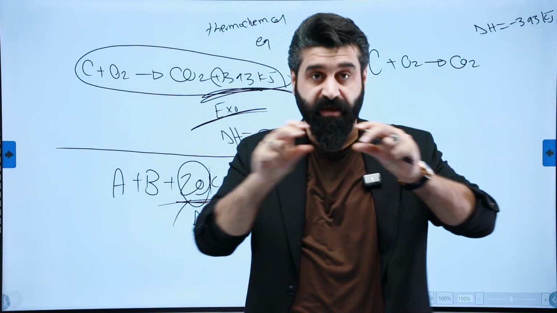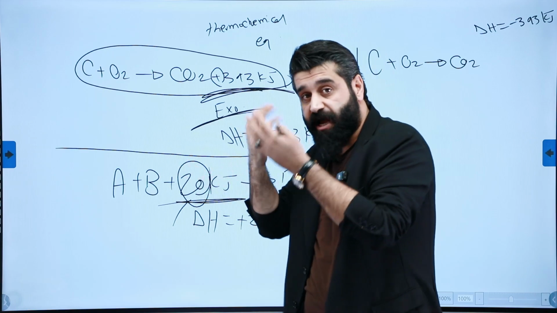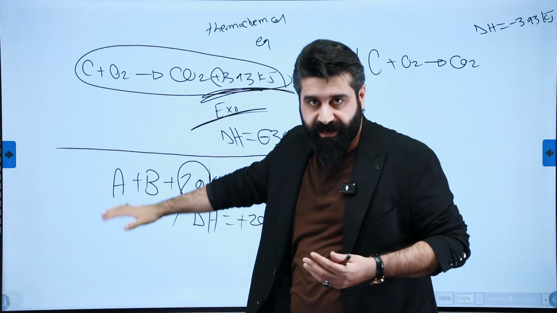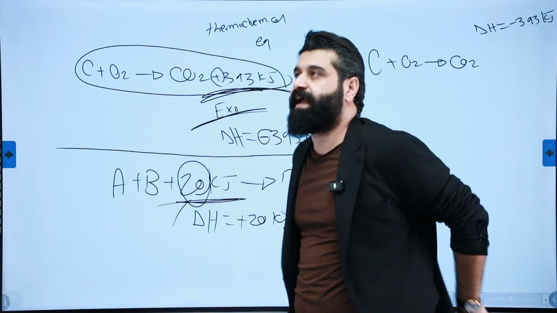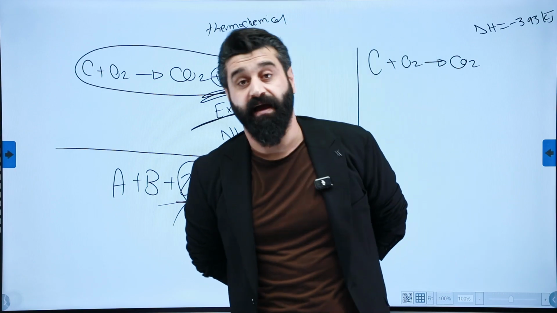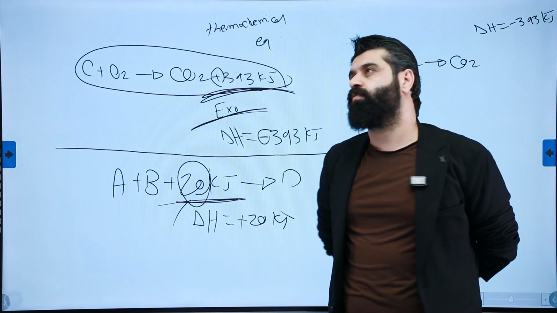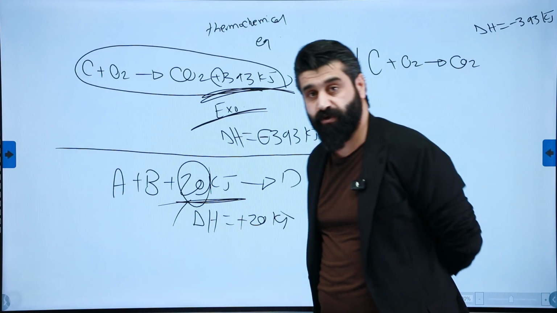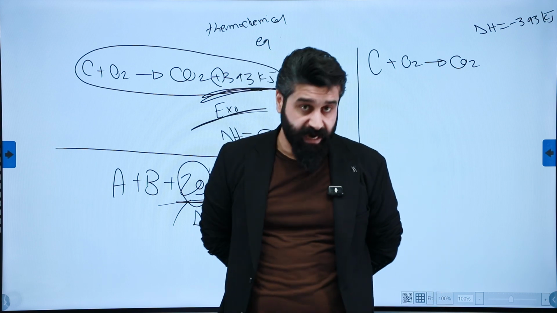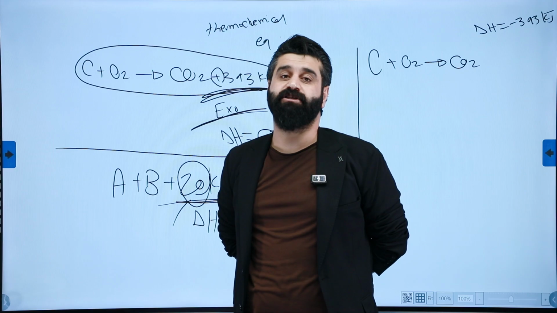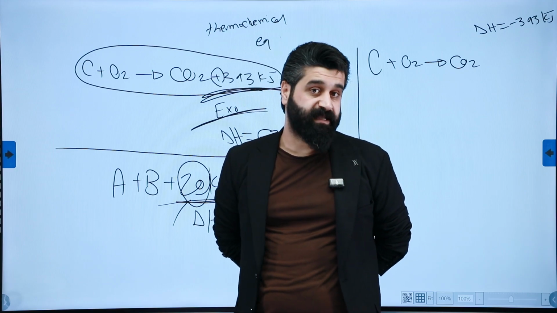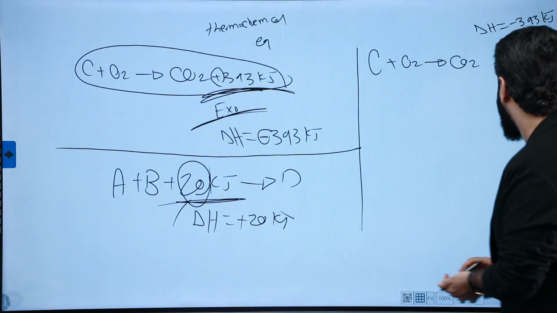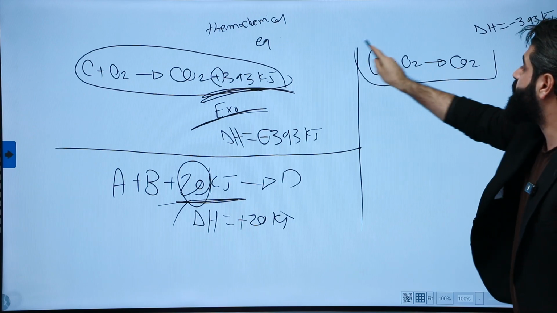An equation that has the amount of energy transferred written with the products or reactants. If it comes with the products, the reaction or the process must be exothermic. But if it comes with the reactants, the process must be endothermic. If delta H is on the reactant side, it must be endothermic. This is not a thermochemical equation.